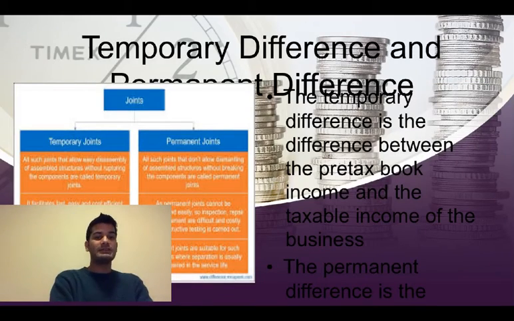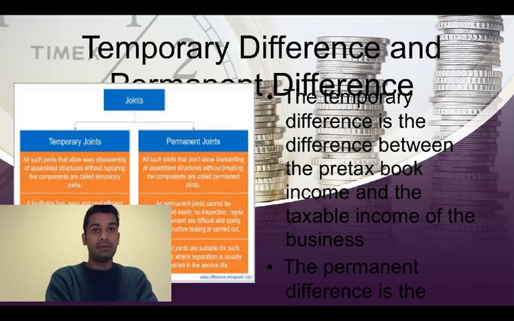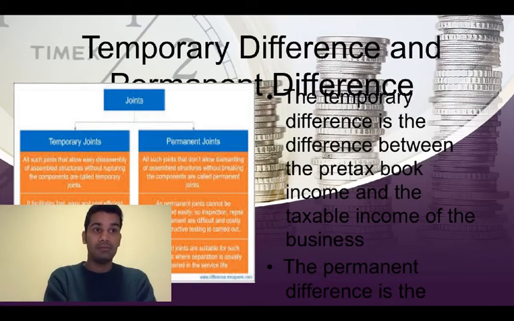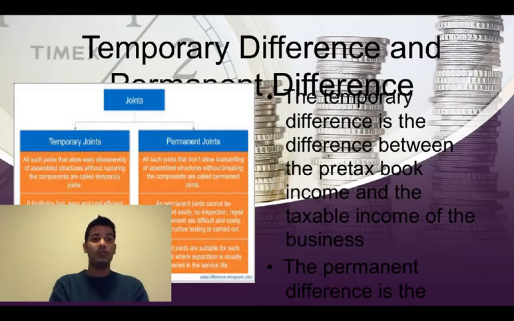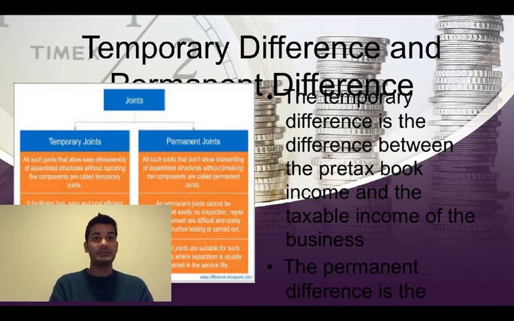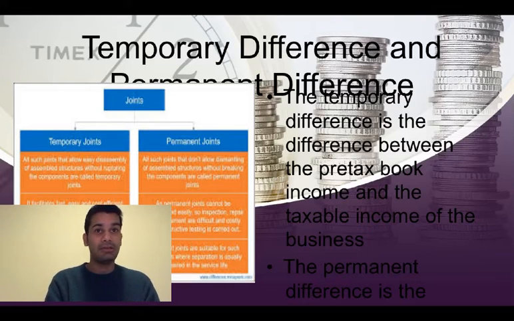In this slide, I'm going to discuss the difference between temporary and permanent differences. A temporary difference occurs in the business as a result of the time difference in the payment of tax between two financial years. It often happens that tax is recognized in one fiscal year and paid in another year. The permanent difference is created due to the non-recovery of the amount over a period of time. The temporary difference is the difference between the pre-tax book income and the taxable income of the business.